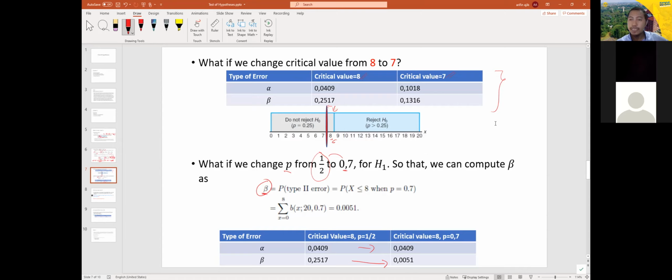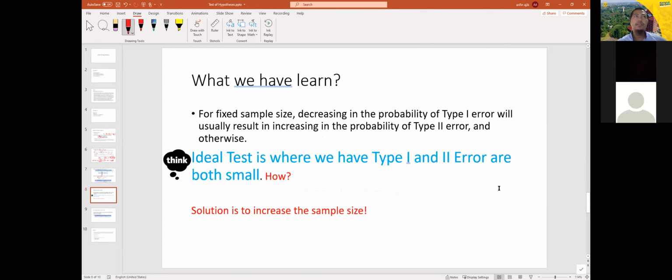So based on this fact, we can summarize what we have learned. For fixed sample size, decreasing in the probability of type 1 error will usually result in increasing in the probability of type 2 error and otherwise.